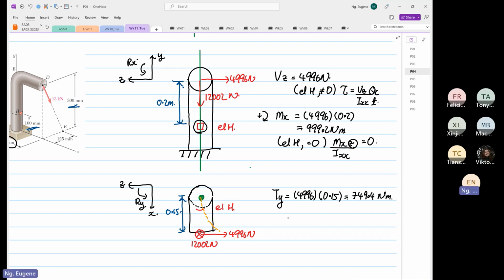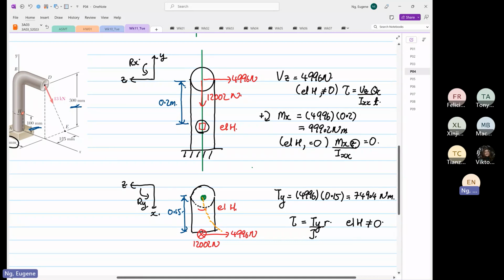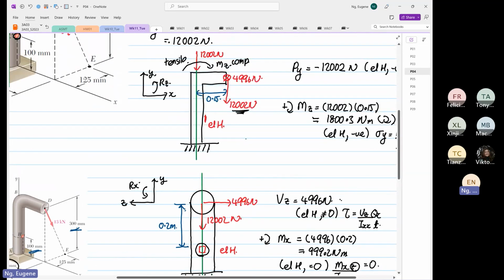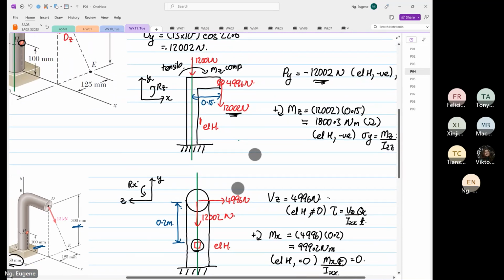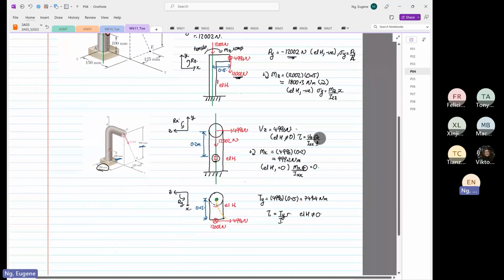And the formula we're going to apply is Ty over J multiplied by the radius. So we know that element H for this case for shear will not be equal to 0. Anything else we missed? There's a Vz, and the 12002 is going to induce an axial load. Okay, so there you go.